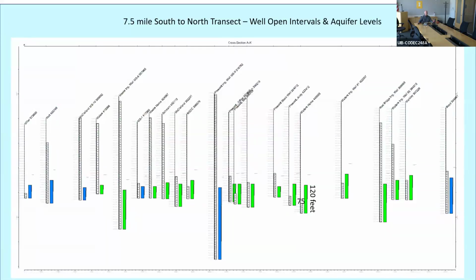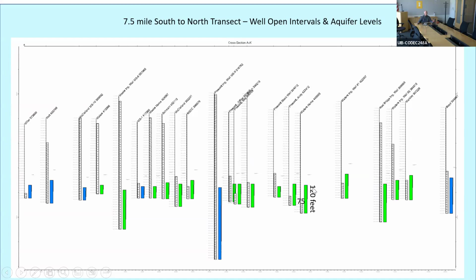We have some vertical data of that 8-mile distant transect, Prescott transect of 7.5 mile distance from south to north, left to right. And just as an example, this is kind of a draft right now that I've just been working on. The green is where we detected dye. The blue is where we didn't detect dye. These are wells and open intervals of the well versus the saturated thickness, or from the water table down to the bottom of the well.